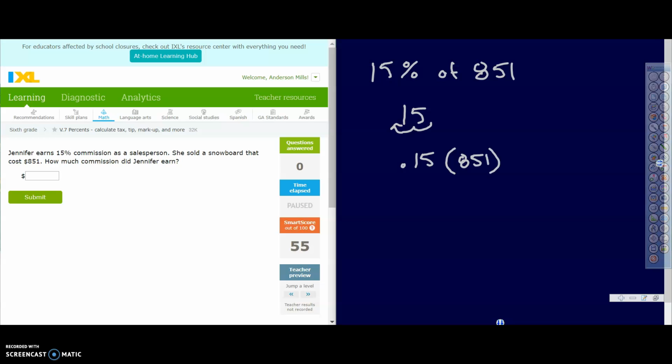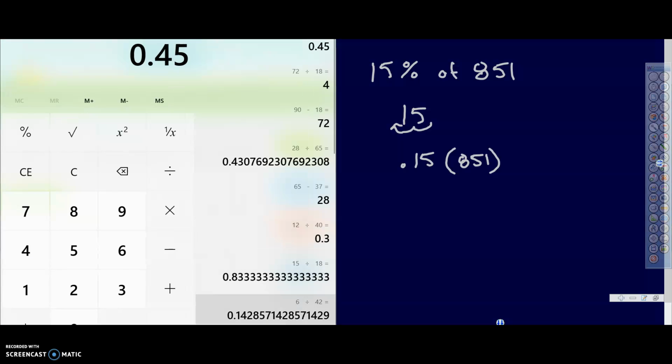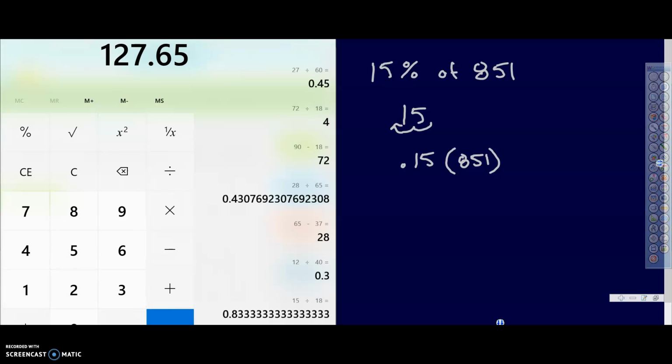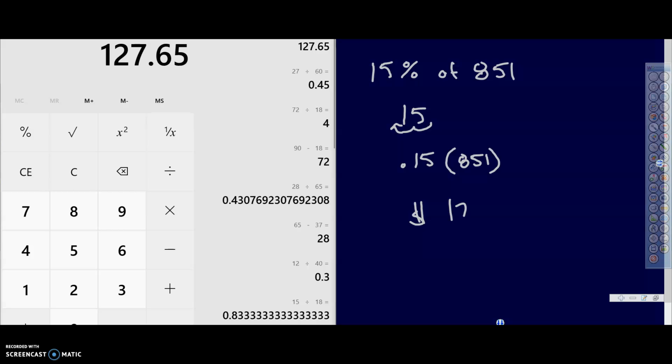0.15 times 851 is equal to $127.65. So this is how much the salesperson will get for selling the snowboard.